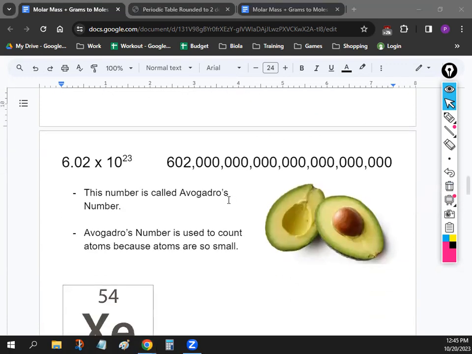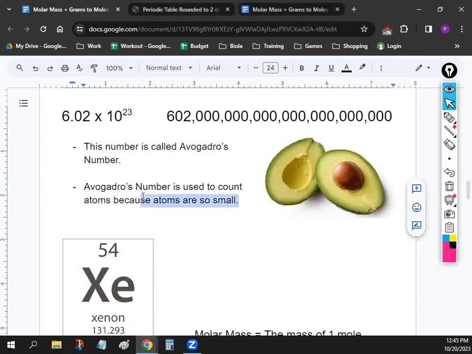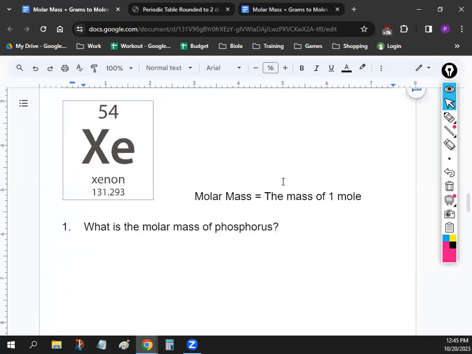Just for reference, that number is called Avogadro's number, but we're not really going to talk about it. We use it to count atoms because they're so small. We have to count them this many at a time. All right, so let's get into the actual skill for today.